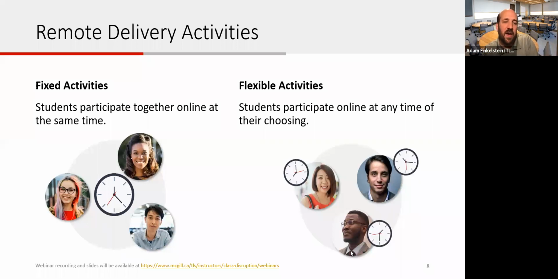Now, what's really interesting when you think about these two different types of activities is that all of one or all of the other is not going to be able to achieve the learning objectives that you have in your course. Really, what we want you to think about is that you need a combination. You need to make some hard decisions about what are you going to do that's fixed and what are you going to do that's flexible.